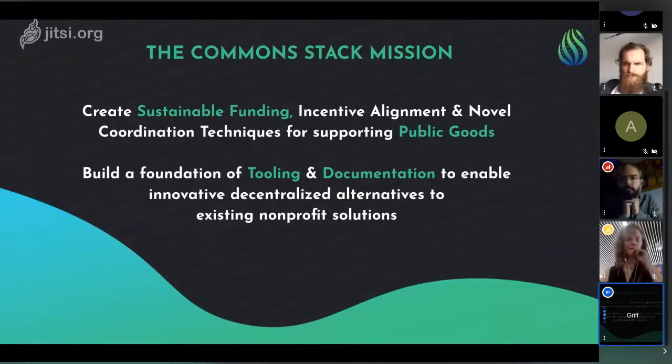nonprofit and government space. The nonprofits and governments are generally the solution to public goods, and we want to build a foundation of tooling and documentation for these same organizations that are already trying to provide public goods for society, give them another alternative to the existing nonprofit and governmental solutions.